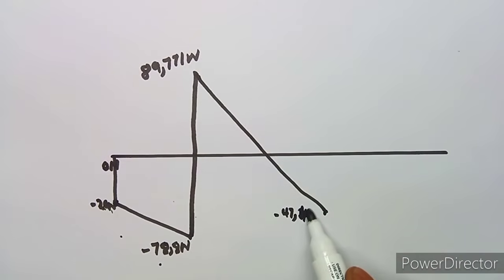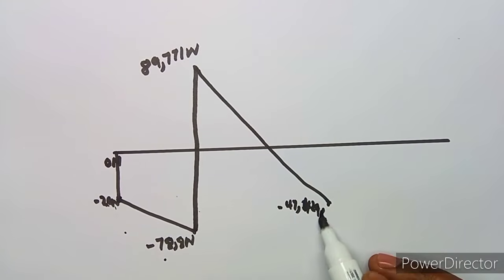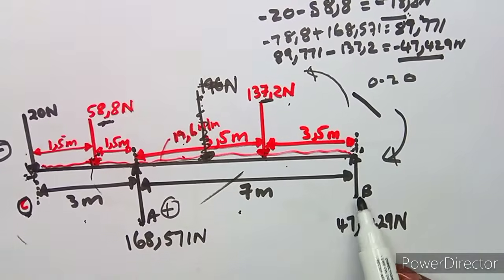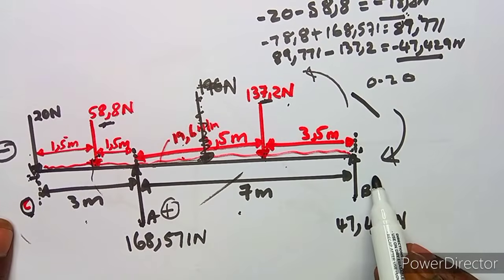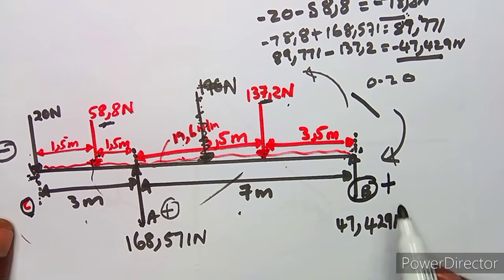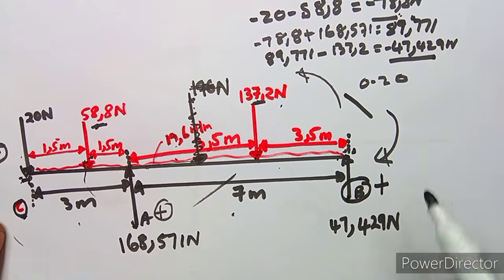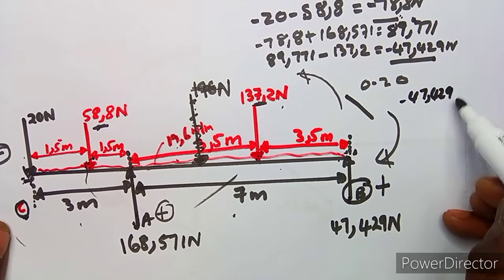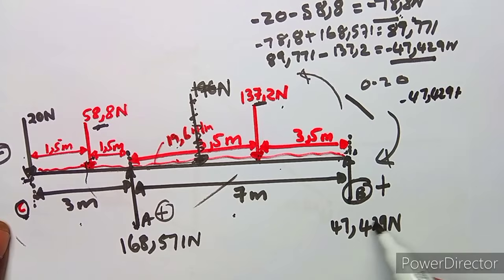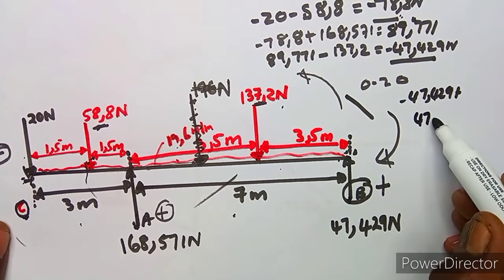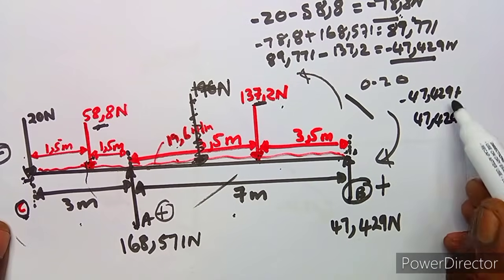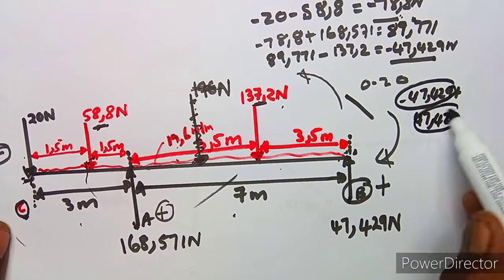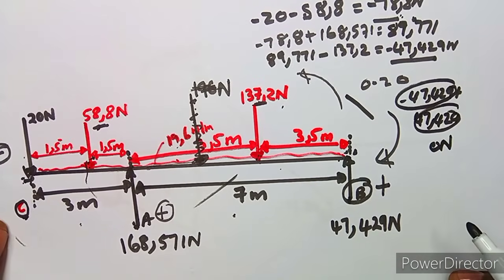429 there, 429 Newton. That is where we are now. All right, now at that point B, we have got a support, and we said a support, it's a positive and it's going upwards. So we are going to add minus 47.429 plus the support that we are having, which is 47.429. So if we add these two, definitely we are going to obtain 0 Newton.